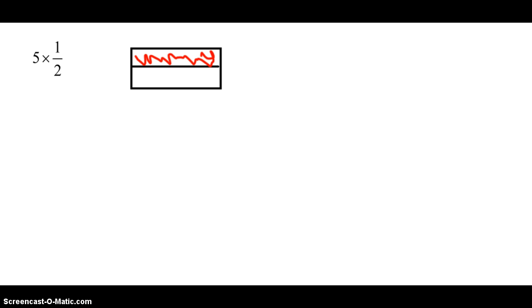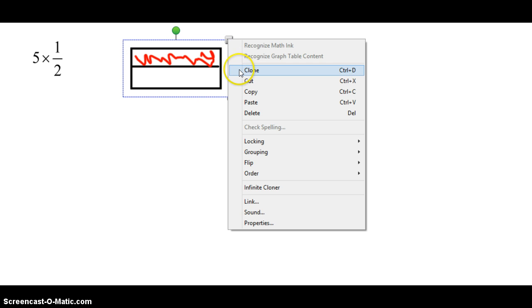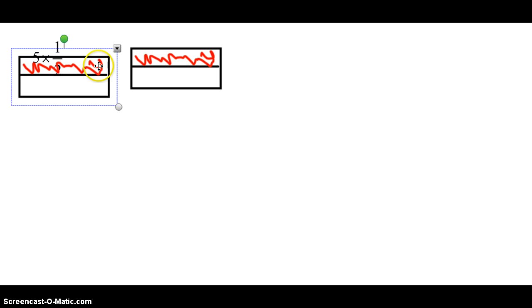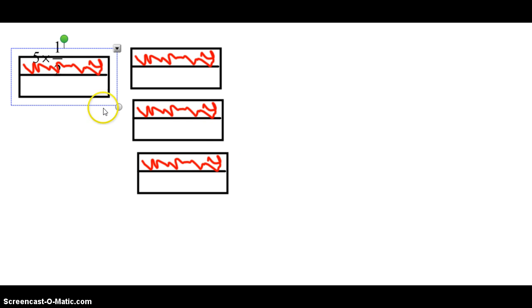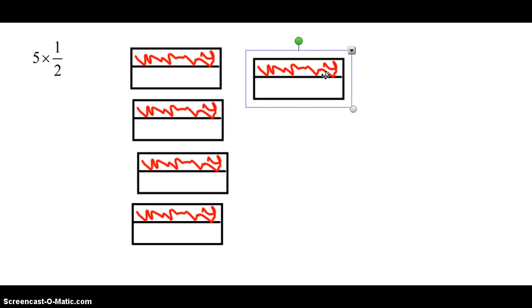This is easy enough to do with this software. I'm going to pick this up and just group this and copy that 5 times. So there's 2 groups, there's 3, there's 4, and there's 5. So how many halves do I have? I have 1, 2, 3, 4, 5 halves. And that's my answer. So I have 5 1/2 pieces, or 5 halves.